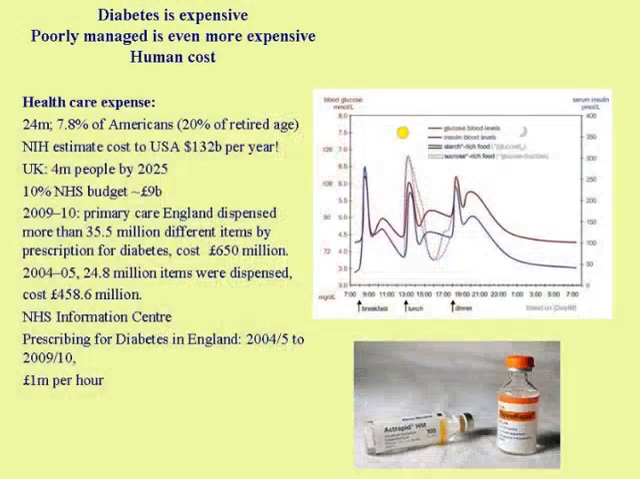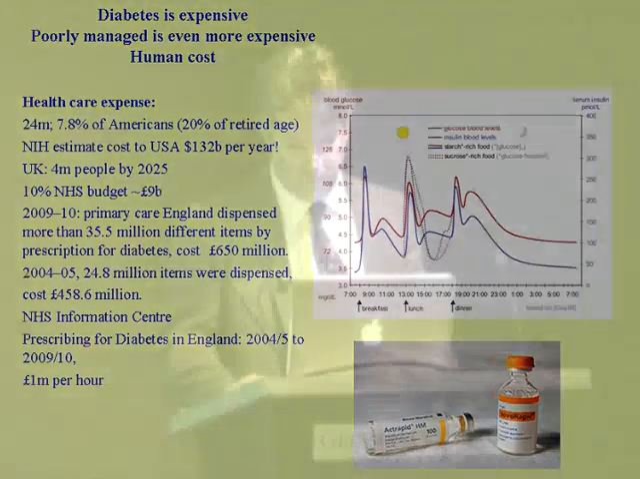Now, diabetes is terribly expensive to manage. 7.8% of Americans have it, 10% of the NHS budget, about 9 billion, and this is increasing. 24.8 million items were dispensed and cost 458.6 million from the NHS Information Centre in 2004. But by 2009, this had nearly doubled to 35.5 million prescriptions, a cost of 650. However, untreated diabetes is even more expensive. So we've got to face this burden, and we've got to look for it.